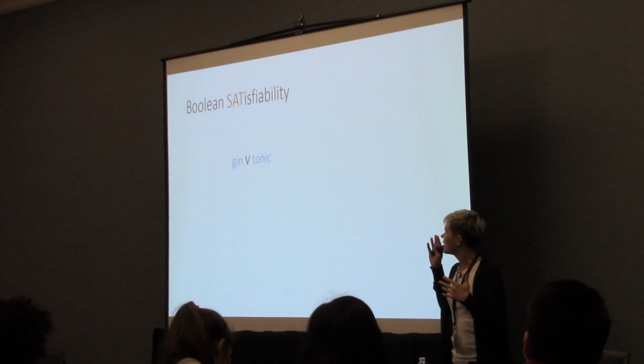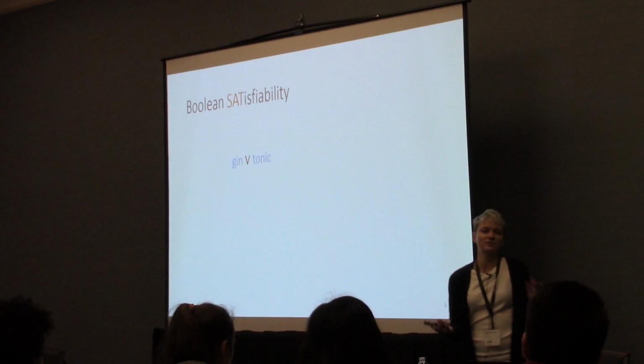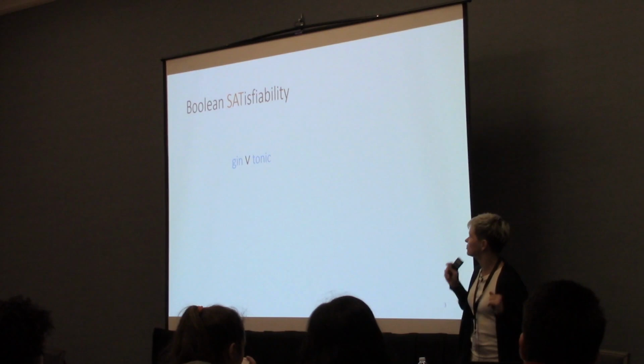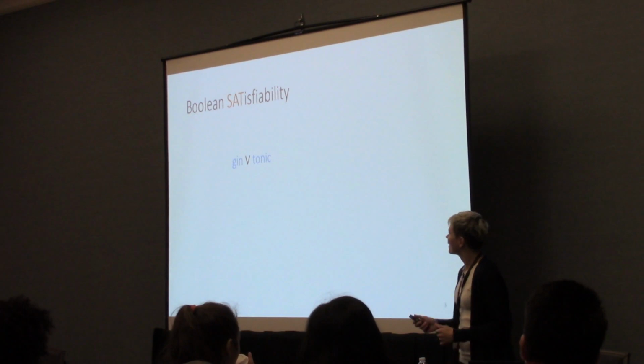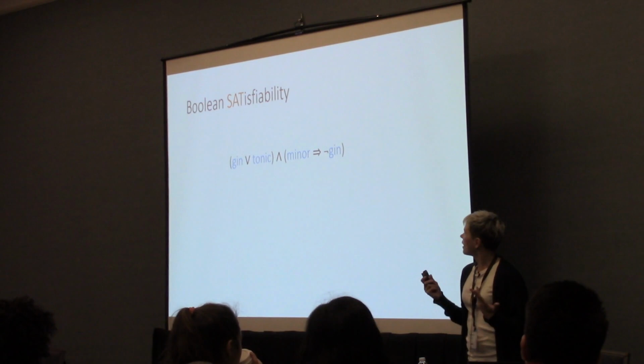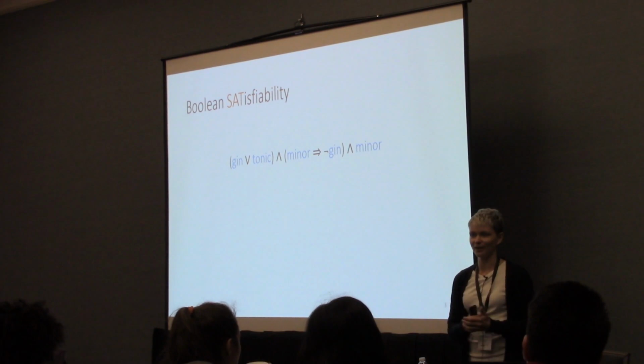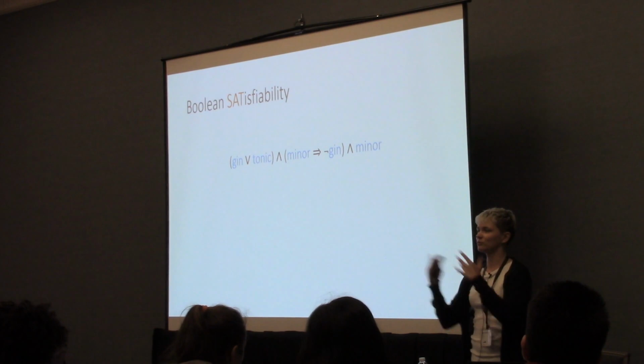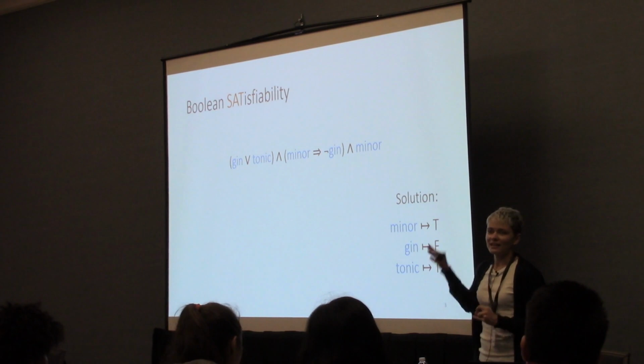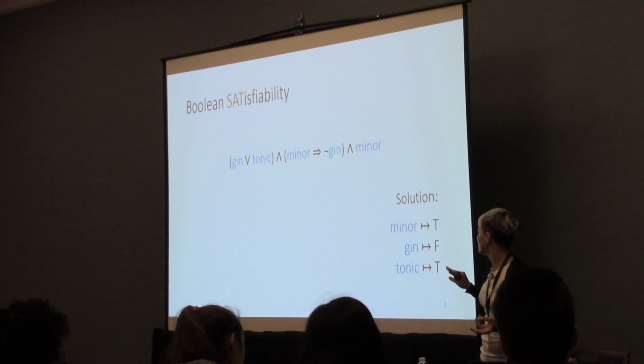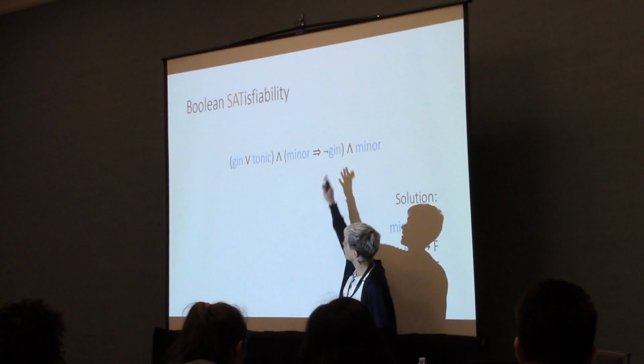So we can use those Boolean constraints or propositional formulas to encode some real-world problems, like I walk into a bar and I want to get a drink, and the only two drinks they have are gin and tonic. So I have to get gin or tonic. But what I also know is that if I'm a minor, I cannot get gin. And also, let's say I know that I am a minor, and I can give this to a SAT solver, and then it will solve my problem for me and tell me what drink to get. It will tell me, given this formula, the only satisfying assignment here is that minor is true, gin is false, and tonic is true. Because I'm a minor, so I cannot get a gin, but I have to get one of the two, so I have to get the tonic.